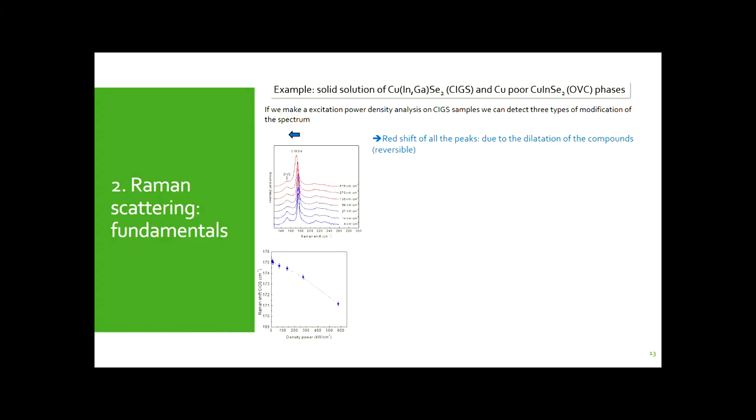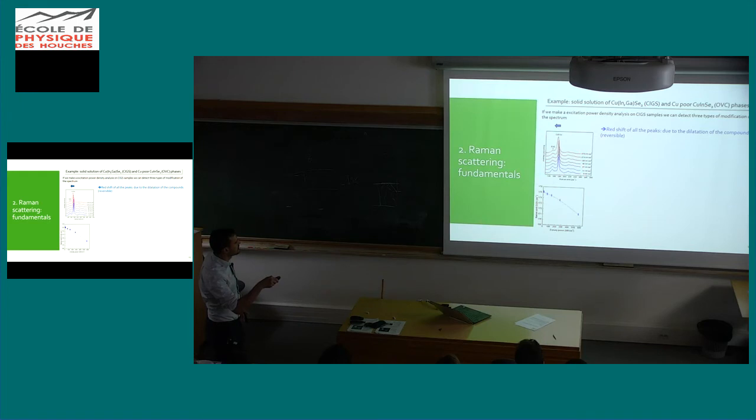Then if you increase the power intensity of your laser, you observe a shift of the main Raman mode. This is due to the dilatation of the compounds because you are heating your sample. This used to be reversible. So normally if you switch off your laser, then you recover the temperature of your sample and then the normal spectrum of your sample.